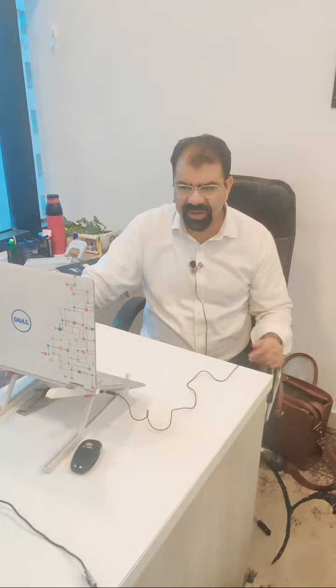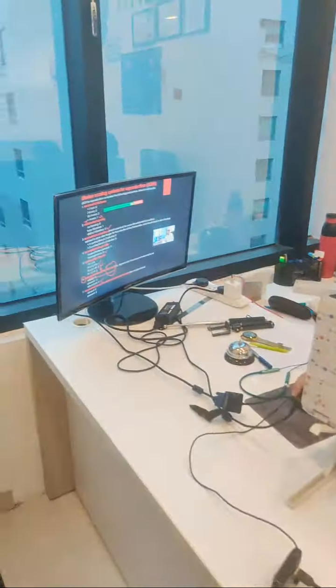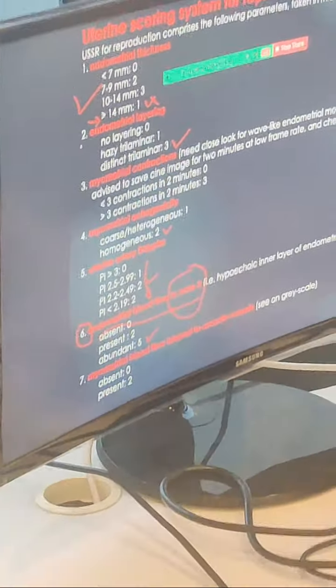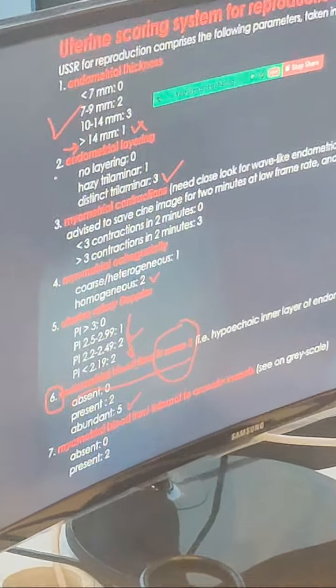But the important point is that I have to see for the endometrial thickness, and I should not get happy with that thick endometrium. I have to see for the distinct layering also. By layering, I mean that I should not have a hazy trilaminar. I should have a distinct trilaminar pattern.